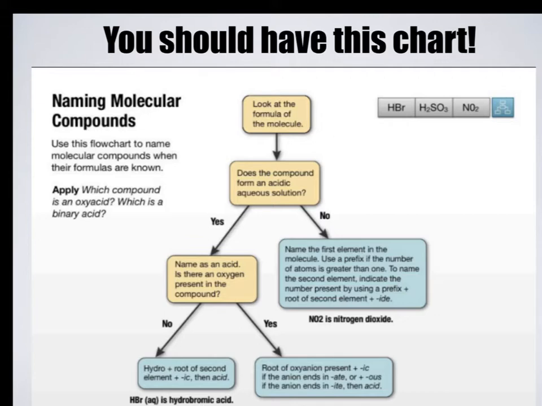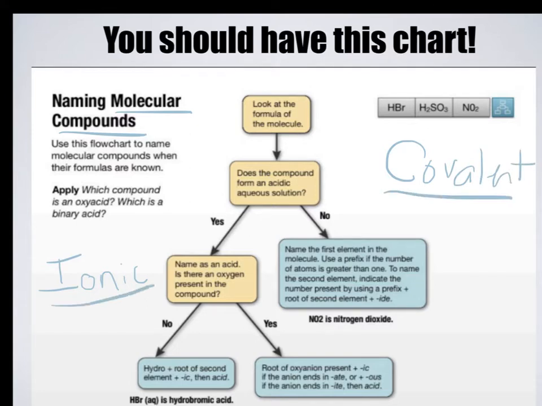Today we'll be looking at how to name and write the formulas for covalent compounds, otherwise known as molecular compounds. Okay, so before we start on how to name covalent compounds, we need to review what makes something covalent versus what makes something ionic, because we already talked about ionic compounds. What makes something an ionic compound?